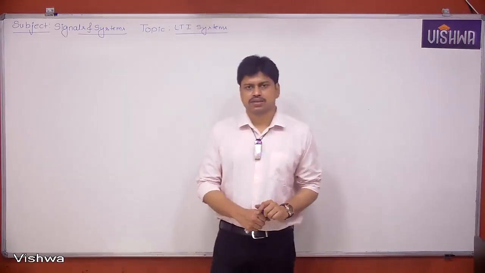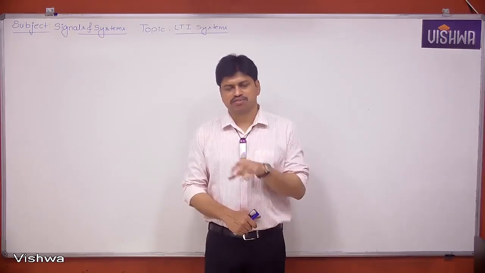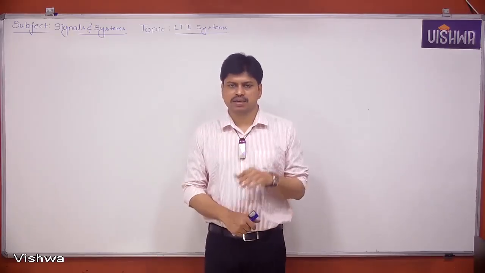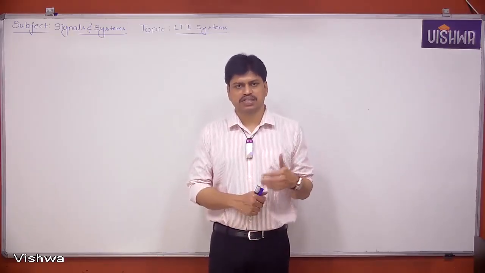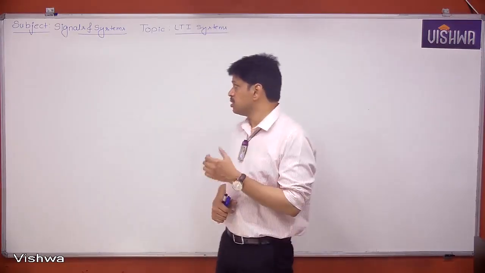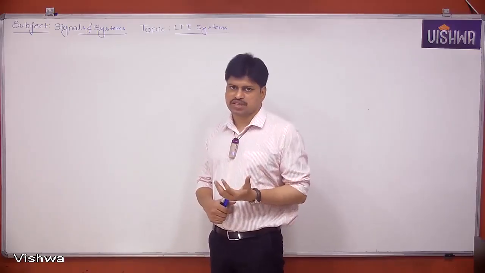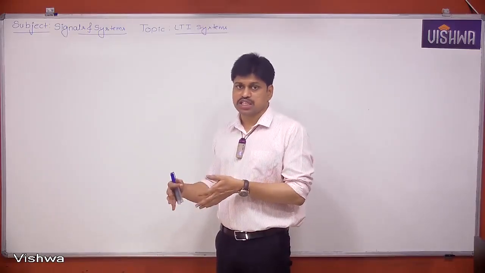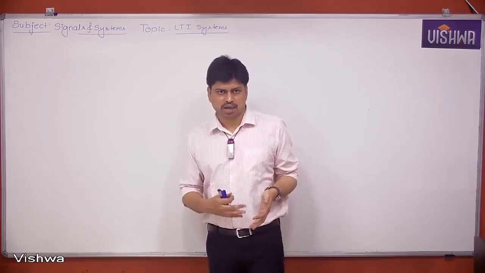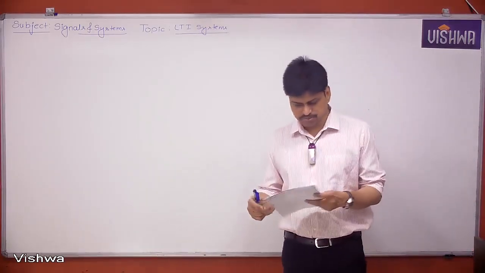Welcome back, friends. In the previous session, we have seen that for an LTI system, if the input is periodic, then the output is also periodic with the same period, or we can say the same frequency. Now, suppose it is a discrete time system and the input is a periodic signal, how do we calculate the output?